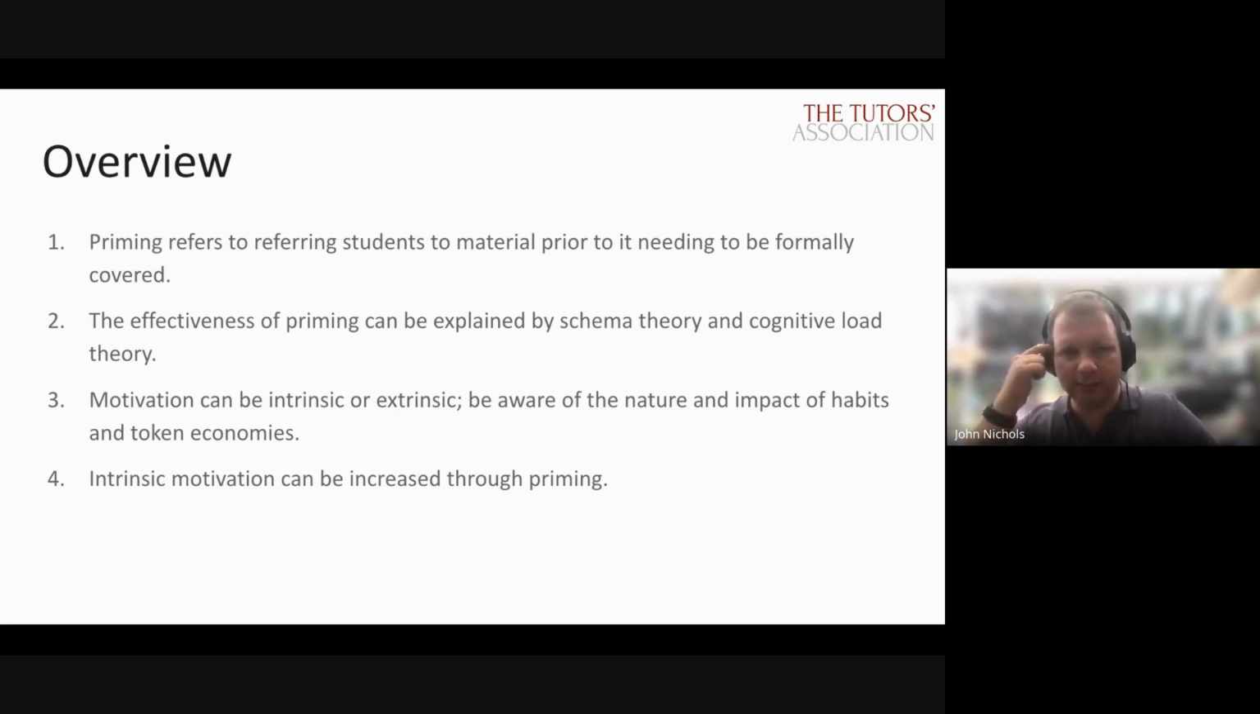Then we're going to move on to talking about motivation in general. We're going to talk about intrinsic and extrinsic motivation, which most people tend to have heard of. And then we're going to dig a little bit deeper. We're going to look at the nature of how habits and token economies can interplay with these, which is just a brief overview of some of the factors around motivation that we should be aware of. And then lastly, we're going to look at how intrinsic motivation interacts with priming and give some models as to why that might be going on, and hopefully all the way through give you plenty of relevant examples as to how this might work in your own practice.